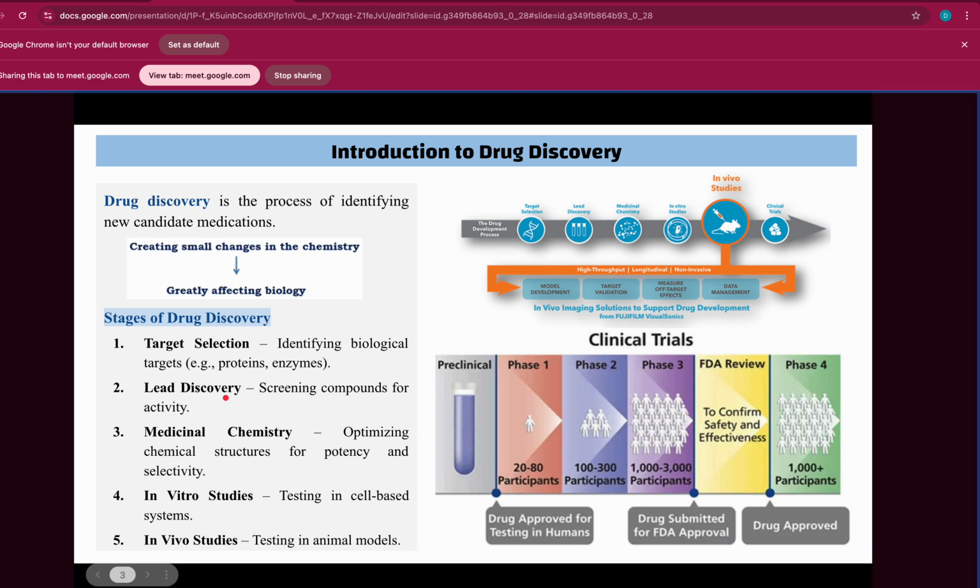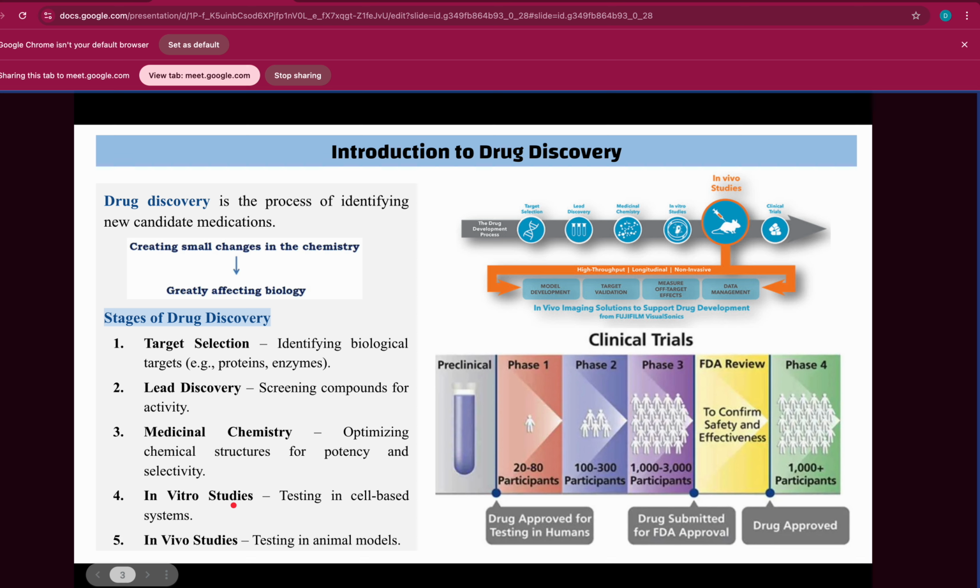The second step is lead discovery. It means you screen for compounds which will act on this target, which will bind to this target. In the end you will be left with a compound which has a suitable activity against this target. The third step is medicinal chemistry, in which after identifying the lead compound, you look for its optimization so that it has a better activity, it is most potent, and it is selective towards that particular target. All those optimizations come under medicinal chemistry.